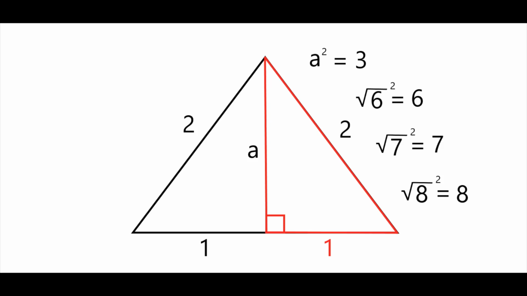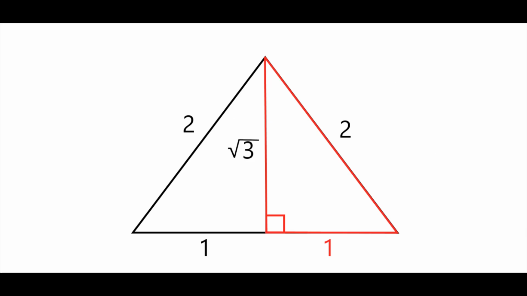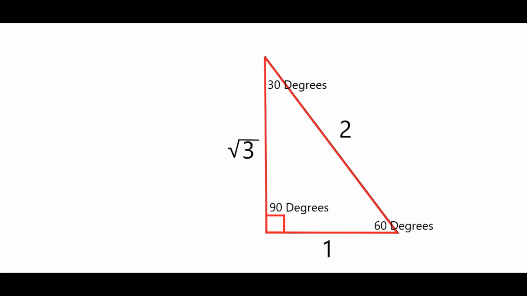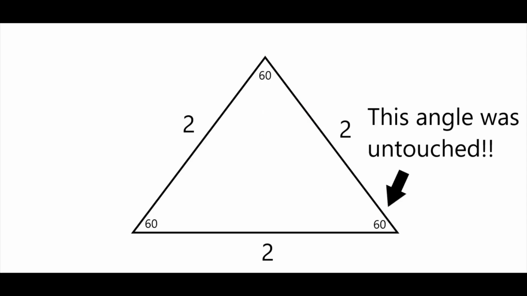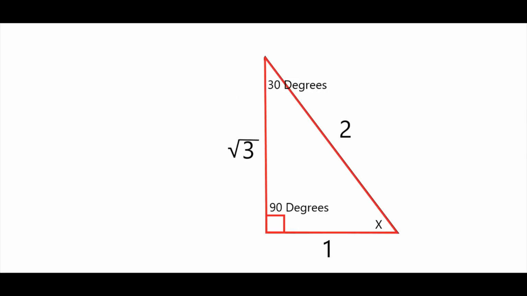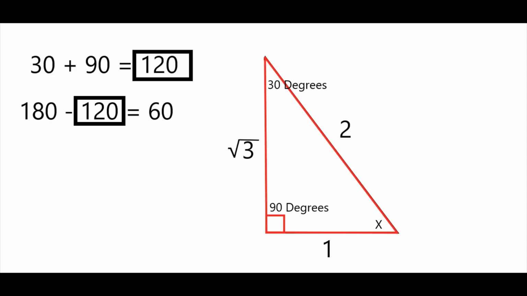So now we know the last side length is the square root of 3, and this ratio 1, 2, and the square root of 3 always exists for this specific kind of right triangle. In fact, it's called a special right triangle because it has angle measures of 90, 30, and 60. If you forgot, we know the last angle is 60 because that's still a part of the equilateral triangle that we didn't touch, just like the side. Another way to find this last angle, or any last angle, is you can take the 2 angles that you know, add them together, and then subtract that from 180 degrees. Because remember, the interior angles of a triangle always add up to 180 degrees.